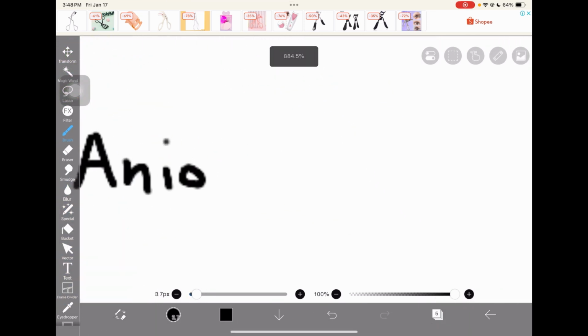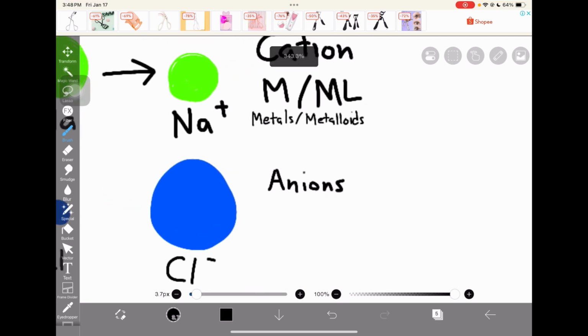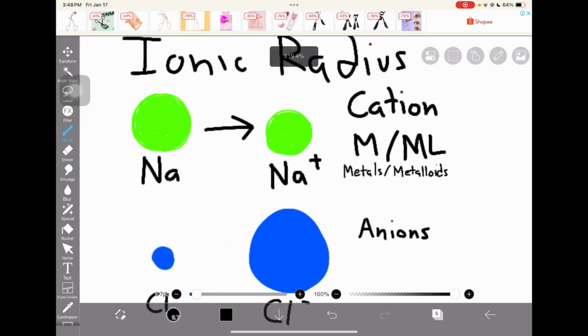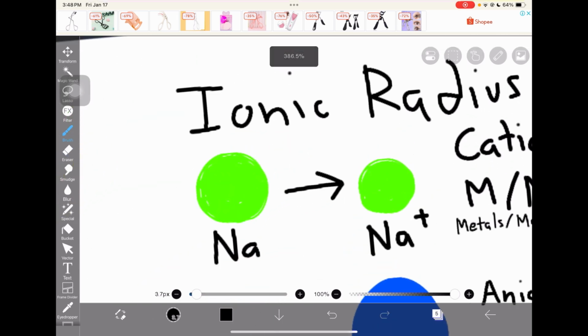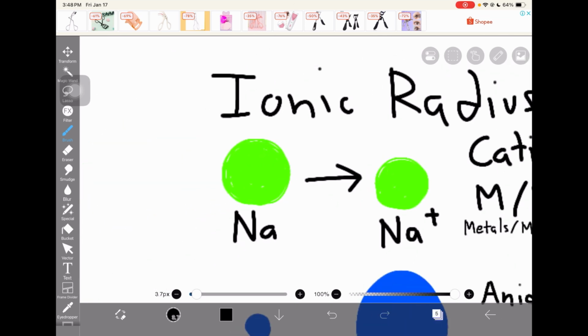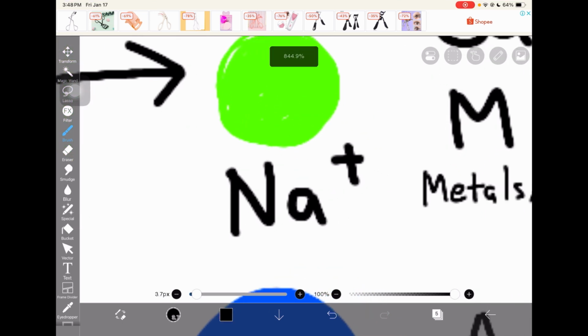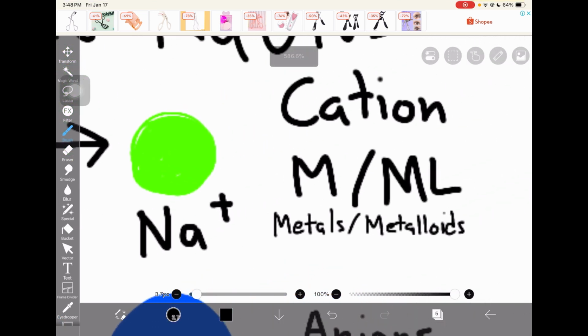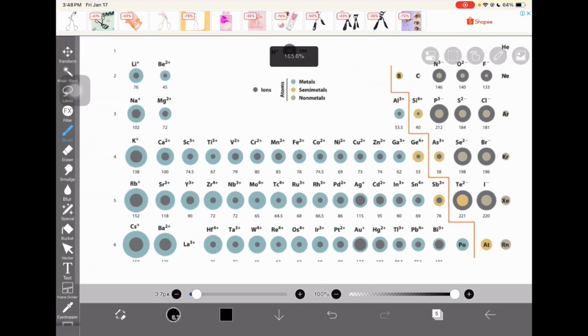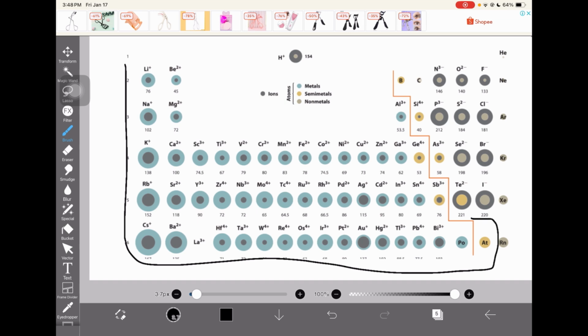Anions. So we have cations and anions. What are cations? These are for when an atom becomes an ion. This happens when it loses electrons. When you lose an electron, it messes up the charge. It's no longer a neutral atom. It's now going to be called an ion. This is what you call a positive ion, or a cation. And it only happens for metals and metalloids. So once again, here it is. These are the ones that are going to be considered cations.